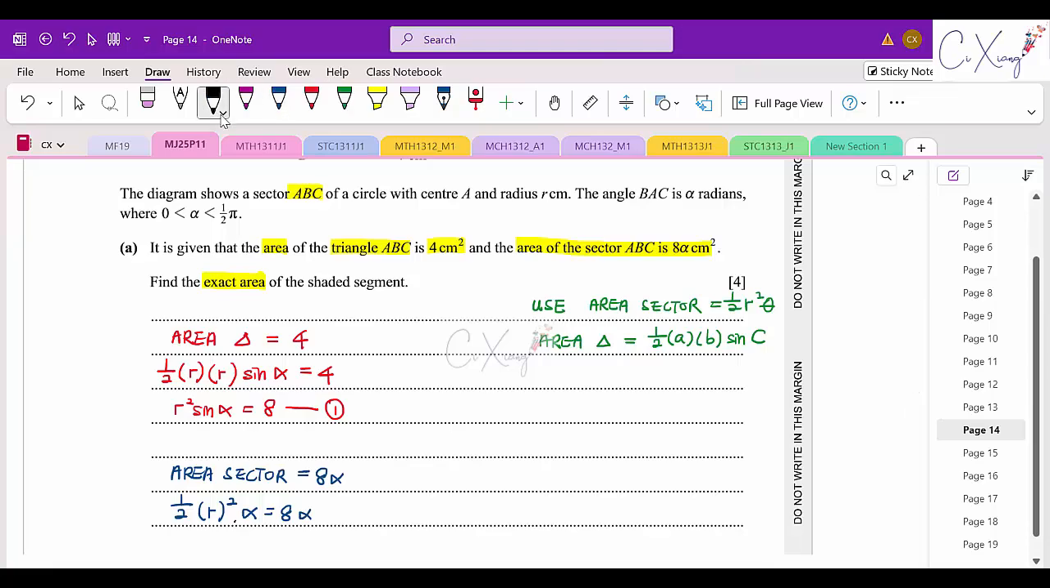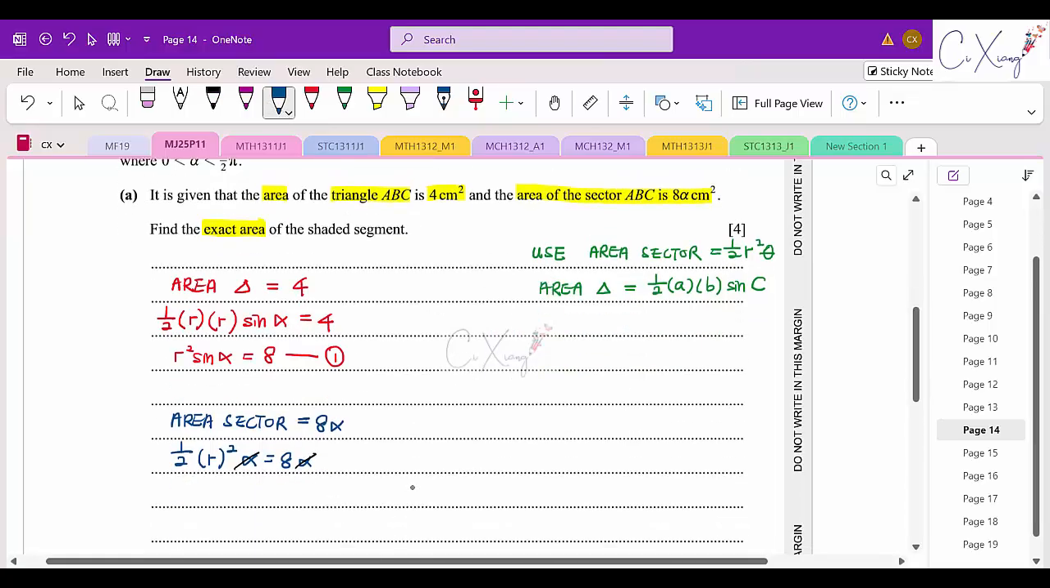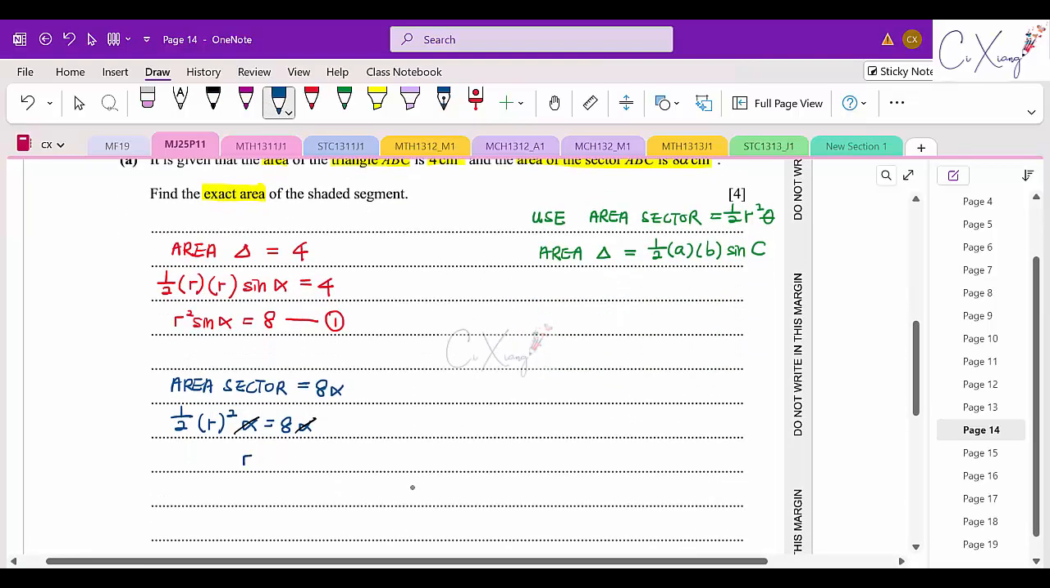When you have this equation, you realize that you can cancel off the alpha, and you will be able to get the value of r. So r squared equals 16, therefore r equals plus minus 4. We only accept r equals 4 because the length of anything should be a positive value. So we ignore the negative 4 here. Okay, we now have r equals 4.